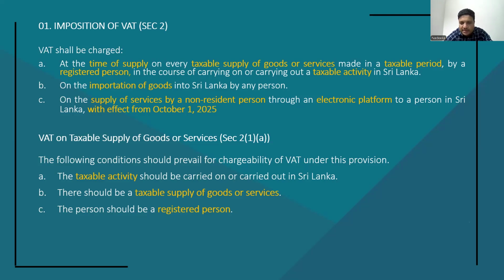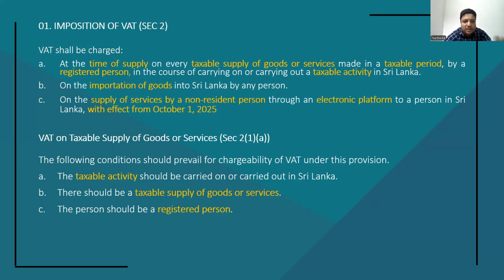This item C is not currently in effect. It will be effective from 1st October 2025, where when a non-resident person provides services through an electronic platform to a person in Sri Lanka, he will also fall within the scope of VAT, right? At the moment, they are not liable, but they will be liable after 1st October 2025. Right. I think you are clear about the scope of VAT.